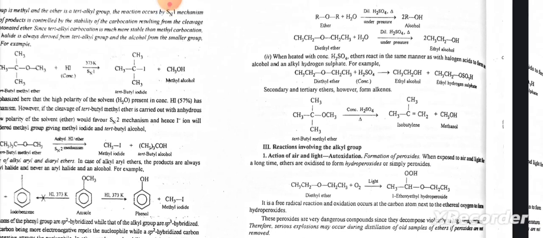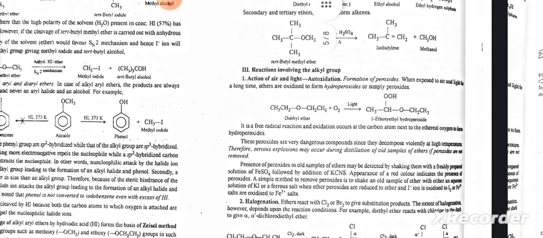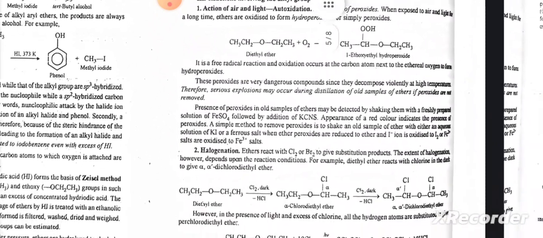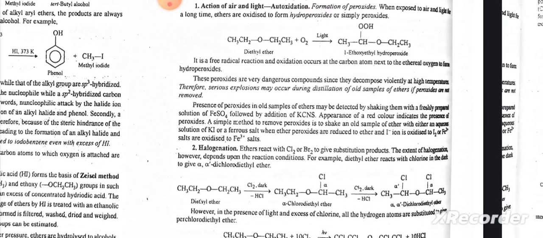Reactions involving the alkyl group. Action of air and light, autooxidation: formation of peroxides. When exposed to air and light for a long time, ethers are oxidized to form hydroperoxides or simply peroxides. It is a free radical reaction, and oxidation occurs at the carbon atom next to the ethereal oxygen to form hydroperoxides. The peroxides are very dangerous compounds since they decompose violently at high temperatures. Therefore, serious explosions may occur during distillation of hot samples of ethers.